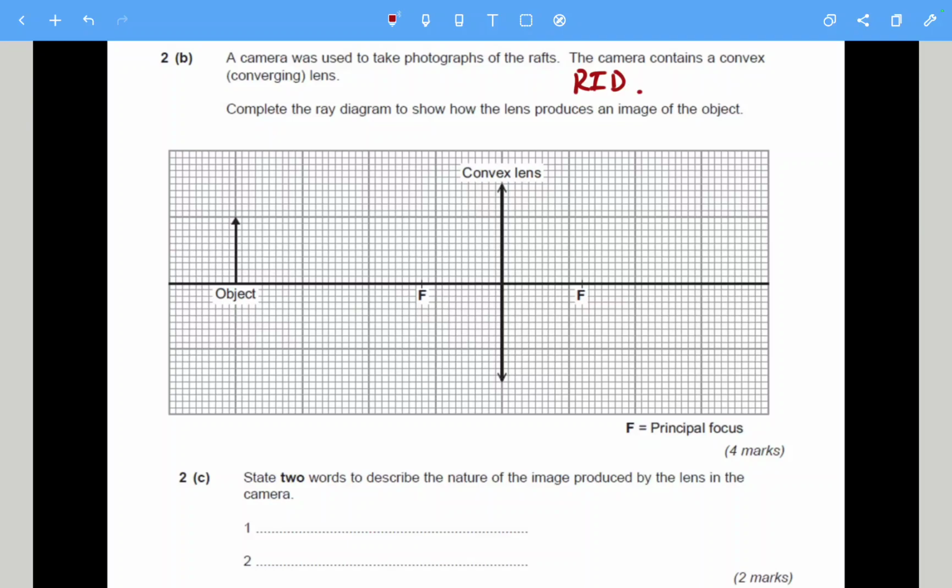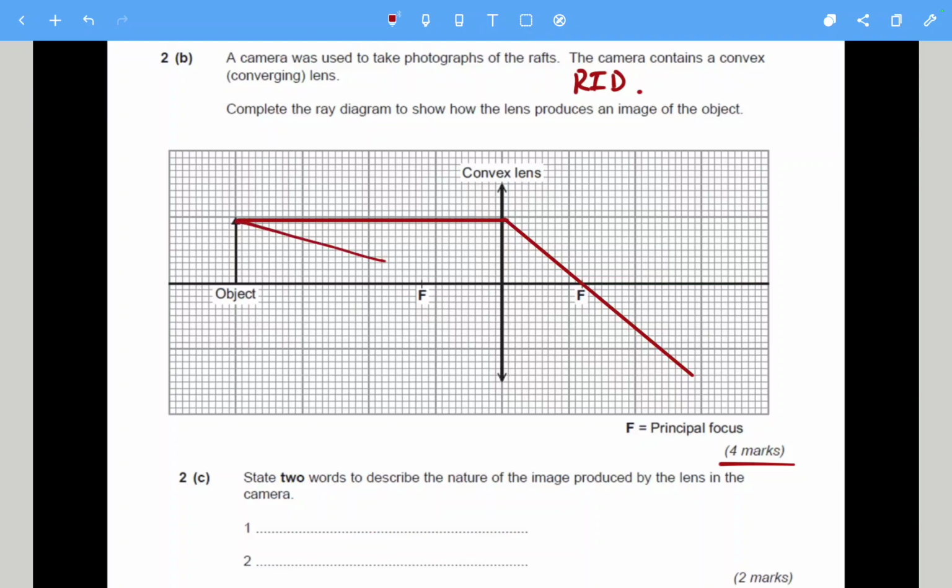Right, so complete the ray diagram. As you can see, 4 marks. So you draw a ray of light. I'll try to do this. It's quite tricky drawing on this. So a ray of light parallel to the axis, and then refract through F. And then the second one goes straight through the optical centre, undeviated.